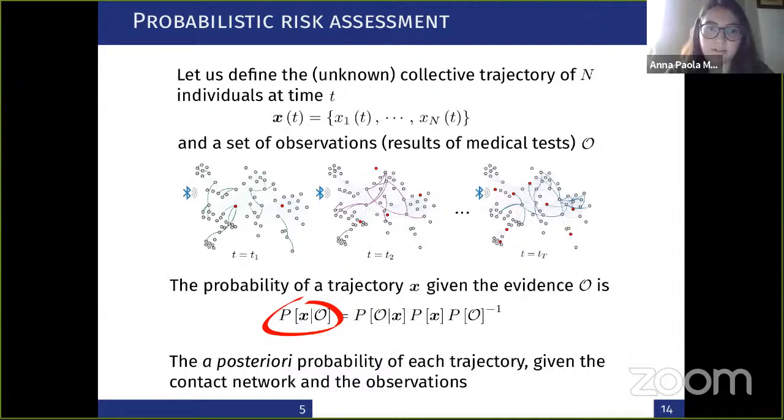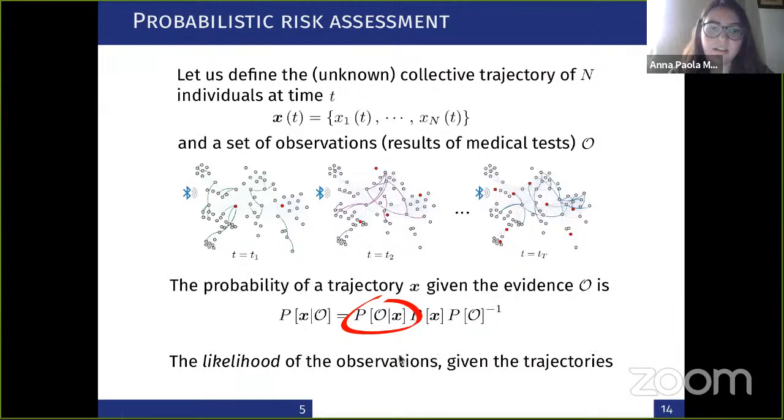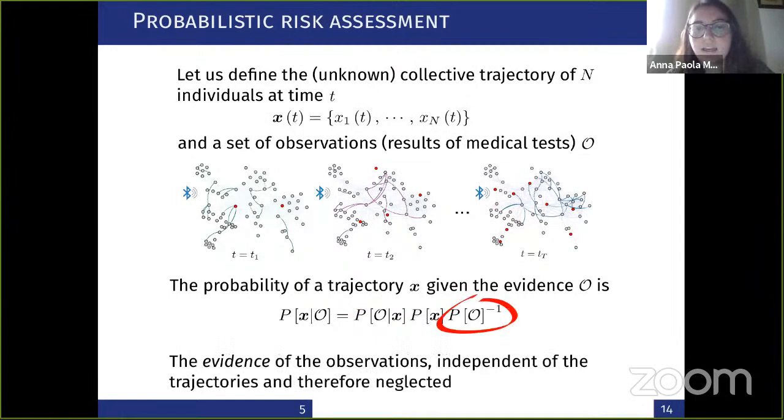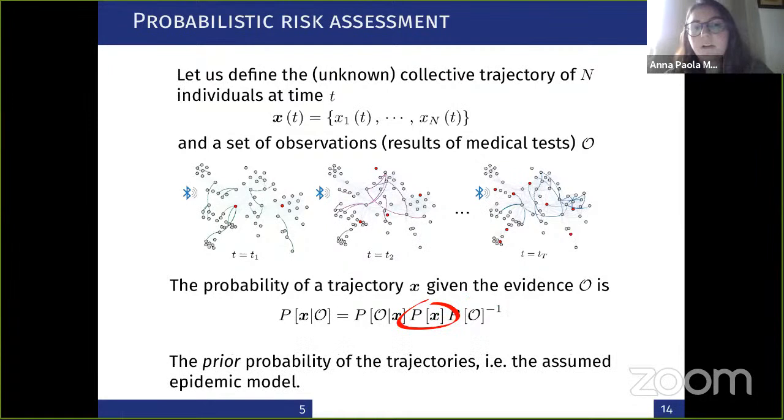We collect all this information together with the contacts, and we ask ourselves what is the probability of the collective trajectory at each time step t, given the set of observations. From Bayes' theorem, this is called the a posteriori probability, which is the product of the likelihood of the observation, so the probability of the observation given the trajectory, normalized by the evidence, which is independent of the trajectory. Therefore, we are going to neglect this in the following. The most important thing is the prior probability of the trajectory, which defines our epidemic model. I will be more precise in a second.